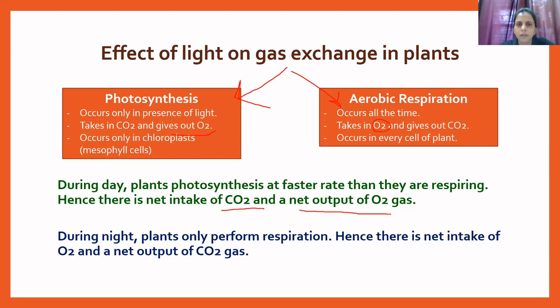During night, due to the absence of light, the rate of photosynthesis in plants is nil. It's zero. Plants do not perform photosynthesis because they require light, and there is no light at night. But they perform respiration, and the rate of respiration in plants during night time is very high. So there is a net intake of oxygen gas and a net output of carbon dioxide gas. That means more oxygen gas is taken in by the plants and more carbon dioxide gas is released outside the plant.